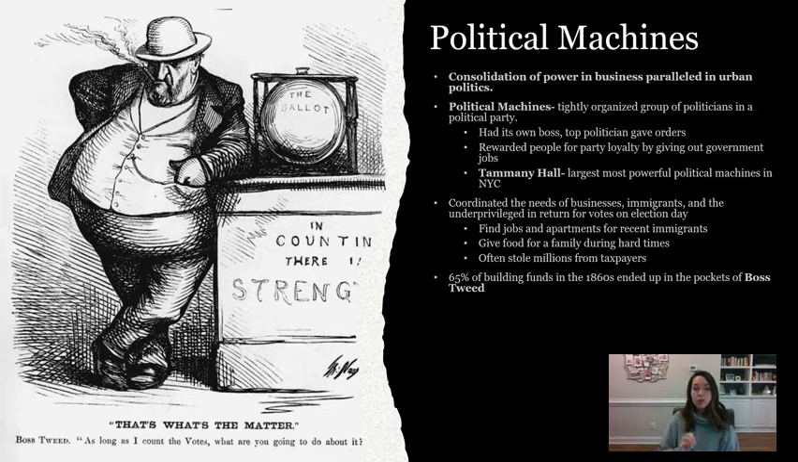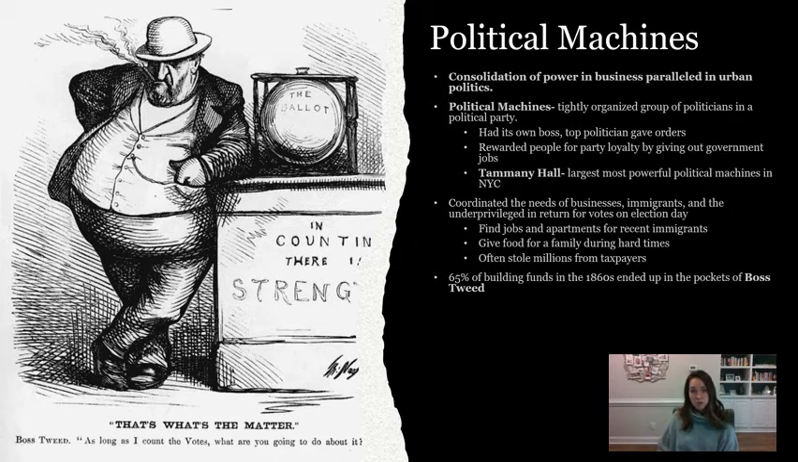Tammany Hall was the largest, most powerful political machine in New York City. It was the Democratic Party. There was a lot of corruption. It was led by a guy by the name of William Boss Tweed. He was known as Boss Tweed. The basic idea of a political machine is that they used immigrants to their advantage. A lot of immigrants voted with the Democratic Party in these cities. And they would coordinate the needs of these immigrants or businesses in return for votes on election day.